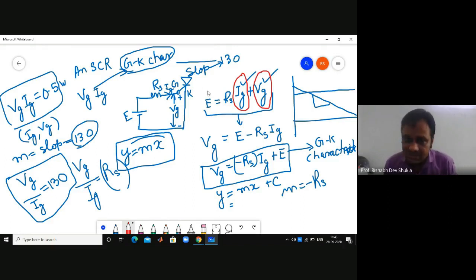the triggering source voltage is 15 volt. This is given as 15 volt. So now you can easily find out the source resistance. And according to your question, what is given? You have been given the straight line slope 130 and 15 volt as source voltage, power dissipation 0.5 watts, and you have to calculate the gate to source resistance, that means RS. So after solving Vg into Ig 0.5 and Vg upon Ig 130, you are getting the value of Vg and Ig.